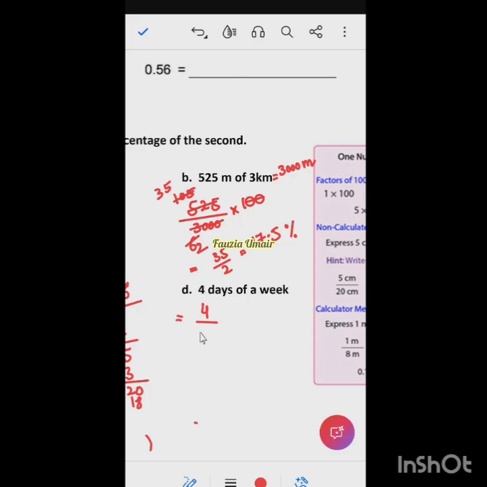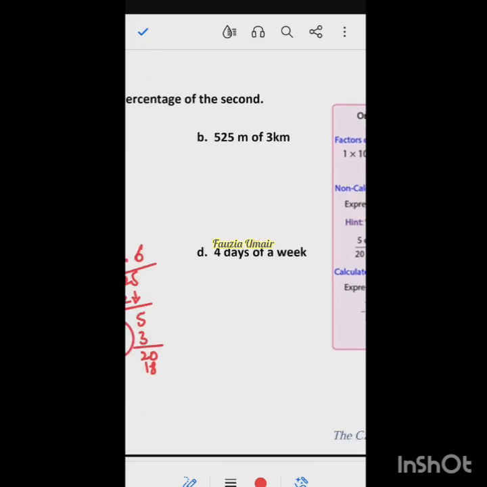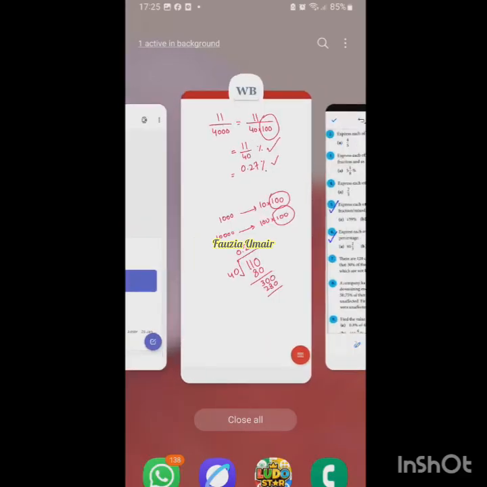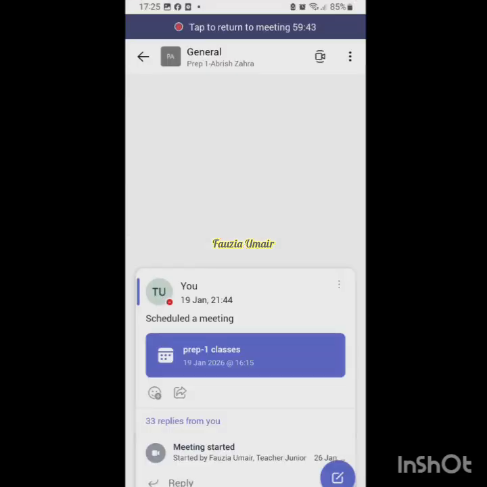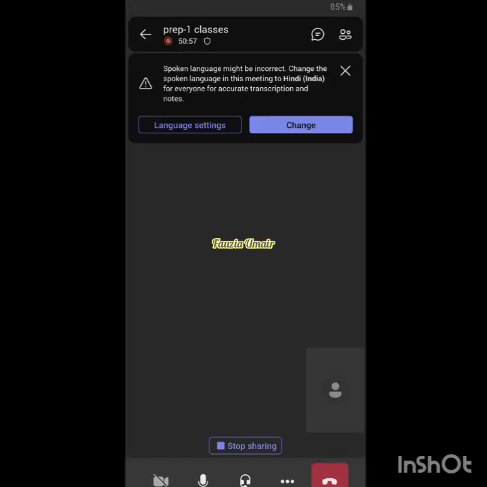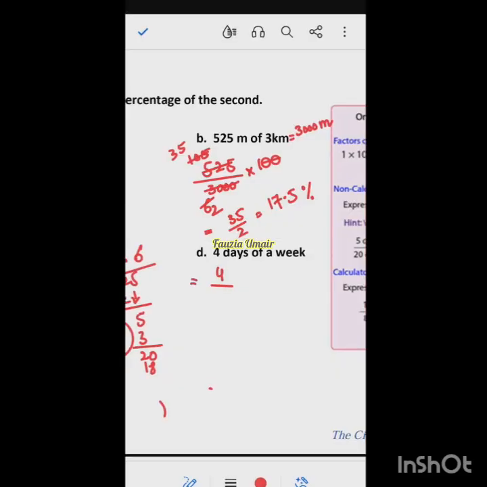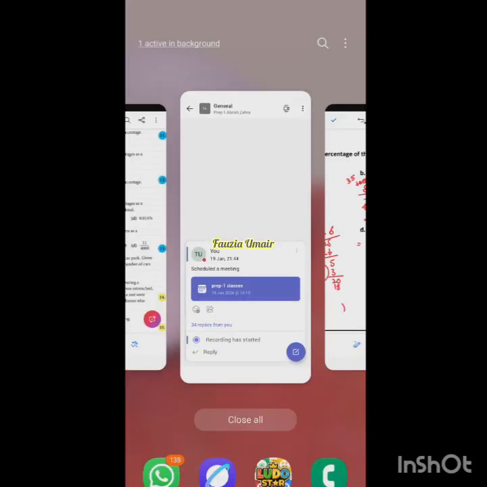Ma'am, I can't see your screen. Is the screen not shared? Is it not shared, beta? No, ma'am, I can't see the screen. You cannot see the screen? Is it like a white screen coming? No, ma'am, blank. Is it coming now? No, ma'am. Share it again. All right, I will share it again.